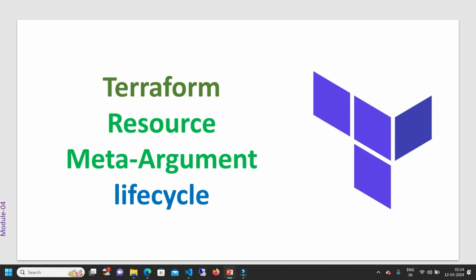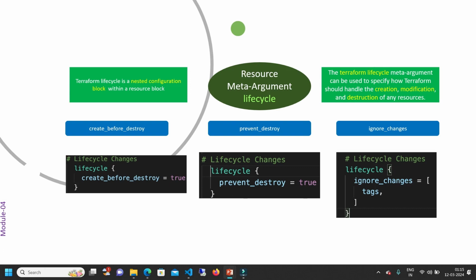In today's session, we'll be learning about Terraform Resource Meta-Argument Lifecycle. First of all, let's understand what is Terraform Lifecycle. Terraform Lifecycle is a nested configuration block within a resource block. The Terraform Lifecycle Meta-Argument can be used to specify how Terraform should handle the creation, modification, and destruction of any resource. As we all know, Terraform has a default behavior while dealing with resource creation, modification, and destruction. Now, to change the default behavior of your Terraform, that is when we can use meta-argument lifecycle such as create before destroy, prevent destroy, and ignore changes.